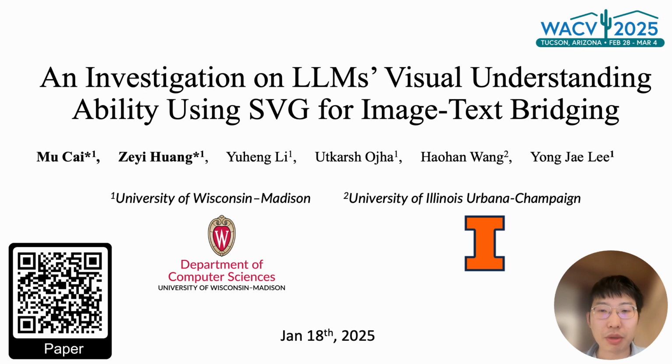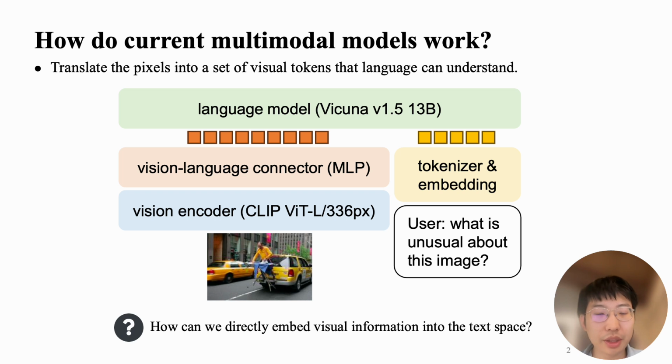Today I will present our WACV 2025 paper, an investigation on LLMs' visual understanding ability using SVG for image-text bridging. This is a joint work with UW-Madison and UIUC. Here I also attach the paper link. As the title indicates, we are working on image-text bridging.